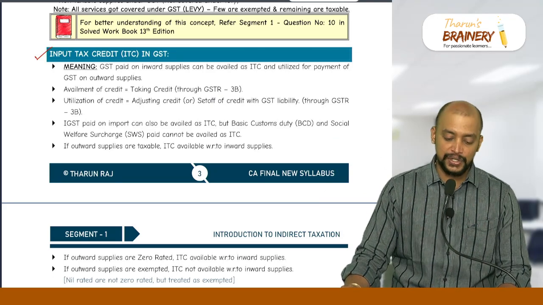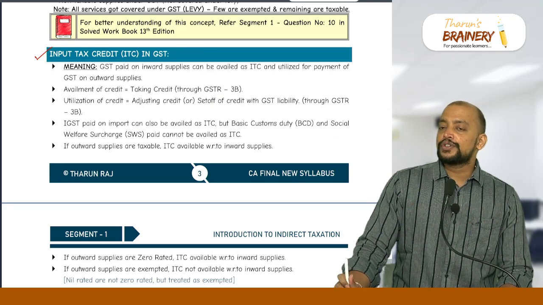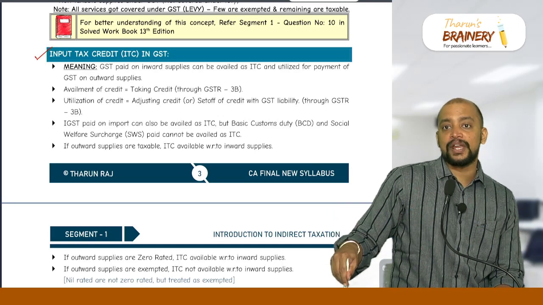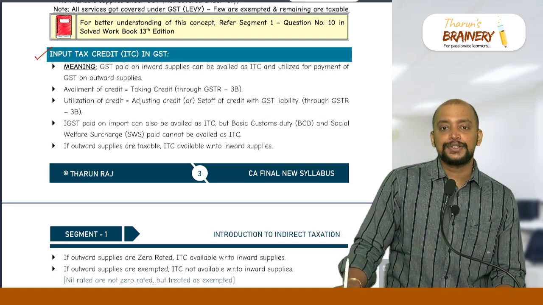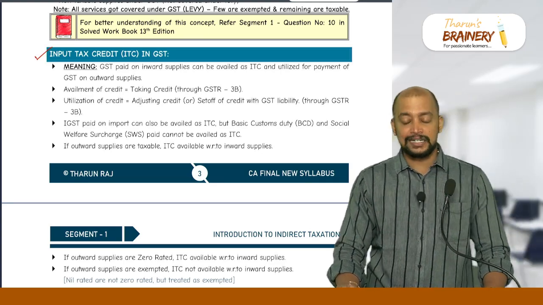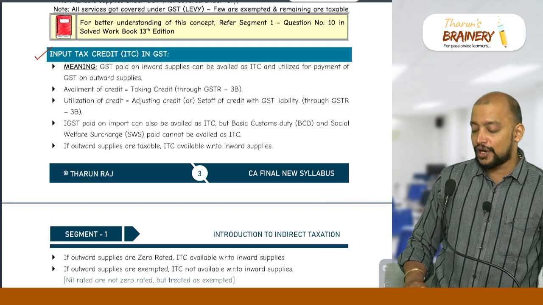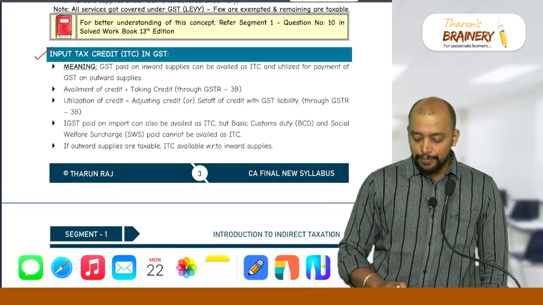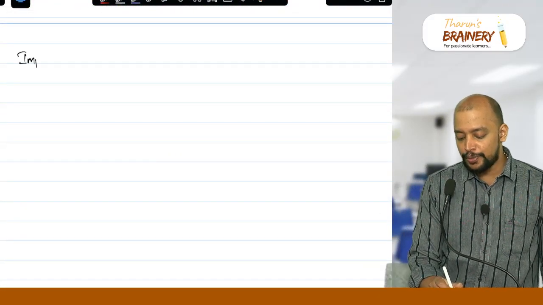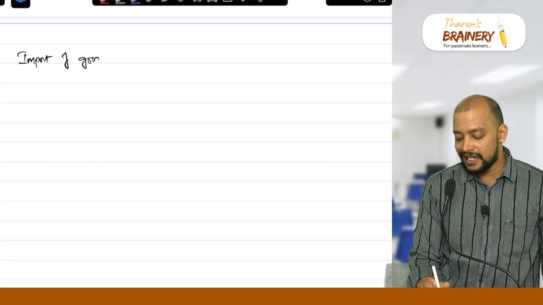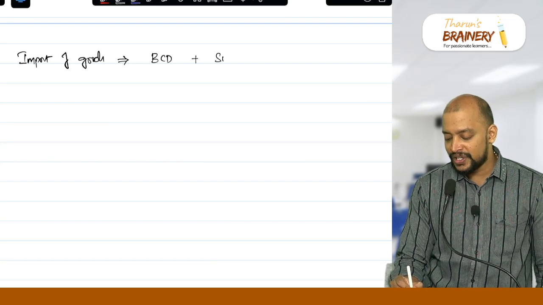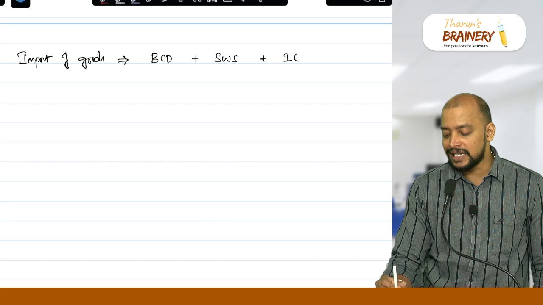Just before, I made a discussion with you: whenever we import the goods, what is the type of duties that we will pay? Customs duty we will pay, and GST also we pay. What GST? IGST, integrated goods and services tax, and that can be taken as credit. One more thing is also there, that is called a social welfare surcharge. On import of goods we pay basic customs duty, social welfare surcharge, and IGST.